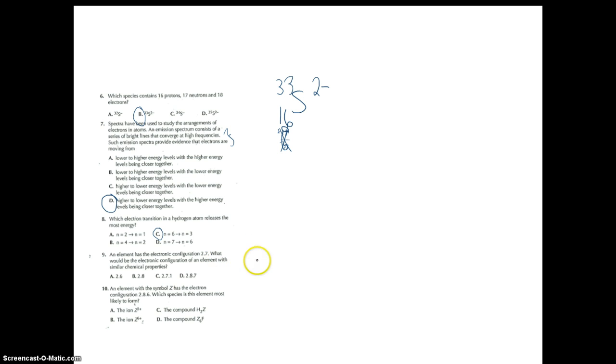An element has the electron configuration of 2, 7. Remember, that's more of an electron arrangement, really. What that means is that our level 1 has 2 electrons, and our level 2 has 7 electrons. What would be the electron configuration of an element with similar chemical properties? Chemical properties are determined by the valence electrons, the number of electrons in the outer level. In this example, the 7 tells us our valence electrons. This one also ends in 7, so it's going to be our best match.